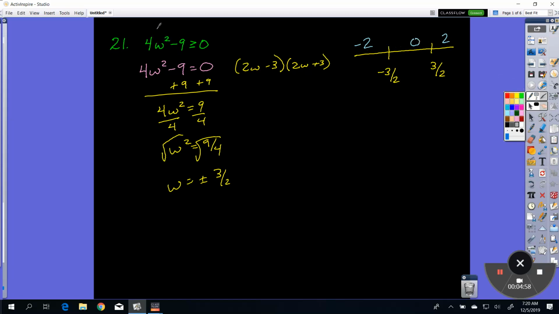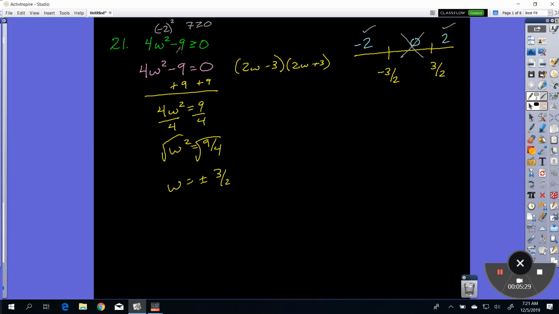So when I plug in negative 2, 2 times 2 is 4, times the 4 out here is 16, minus 9 is 7. Is that greater than or equal to 0? The answer is yes. I plug 0 in. 0 minus 9 is negative 9. That's not. And when I plug 2 in, it's going to be the same thing because negative 2 squared made 4. 2 squared makes 4. So that's also going to be greater than 0.